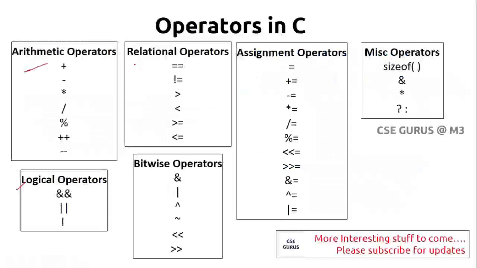So now we'll see relational operators in C. We have completed the arithmetic and logical operators, right? So this is what relational operators now we can see.